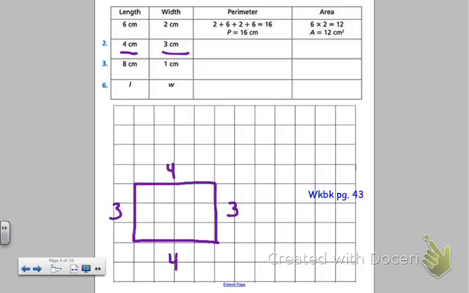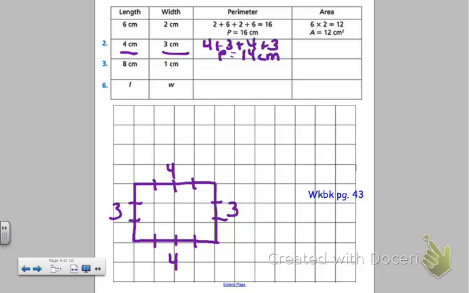If I want to find the perimeter of it, it might help me to do the tick marks. Don't feel like you need to do these, they're optional. But you can see that there's 4 centimeters at the top, broken up by 3 tick marks, 4 centimeters on the bottom, 3 on the right, 3 on the left. So if I want to find the distance around this object, I'm going to need to add up all of those sides. I would have to do 4 plus 3 plus 4 plus 3. And that is going to give me a perimeter of 14 centimeters.